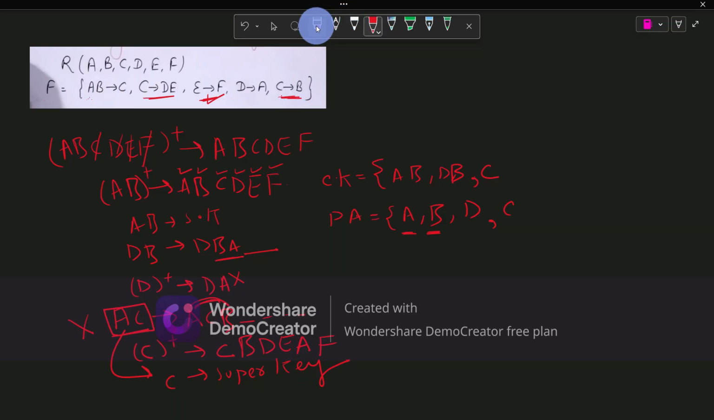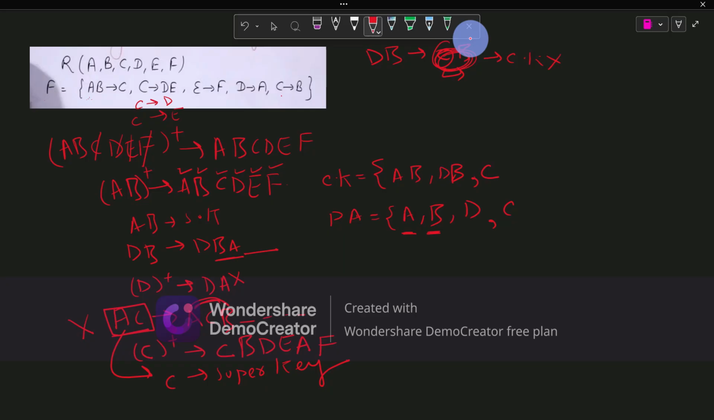We can decompose this like this: C determines D and C determines E. So with D, we can replace C. This DB can be replaced with CB. As we have already found the closure of C, and since C is a super key, this whole set cannot be a candidate key. Therefore, CB is not a candidate key.